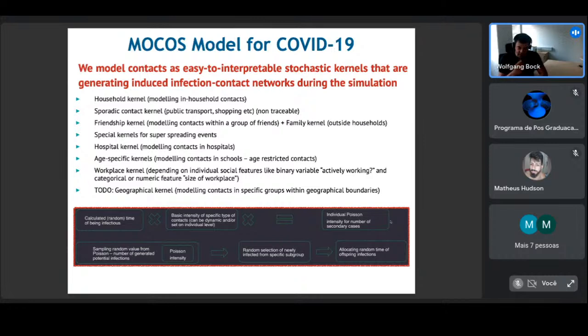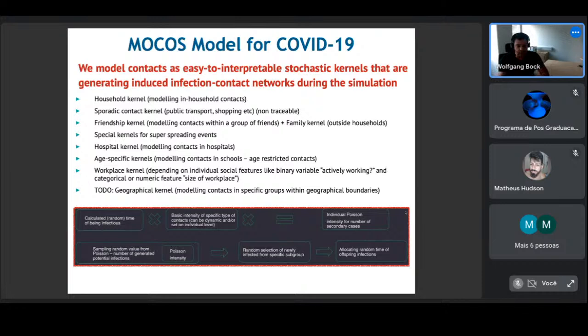The tool is actually done now. We have geometric and geographical kernels, which tell you how you go from one place to another. For example, you say somebody is living in Manaus, the other one is living in Brasilia, and then the question is how likely is it that they meet? These are geographical kernels based on commuting and migration.